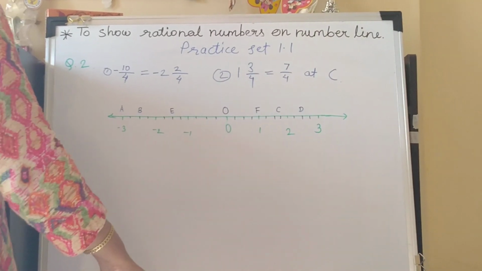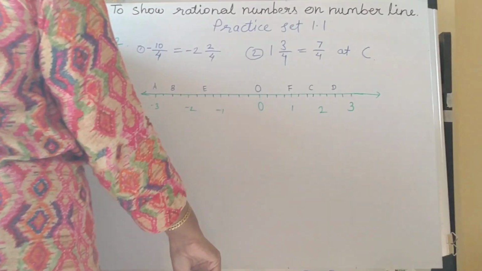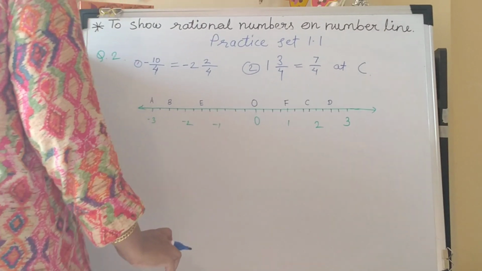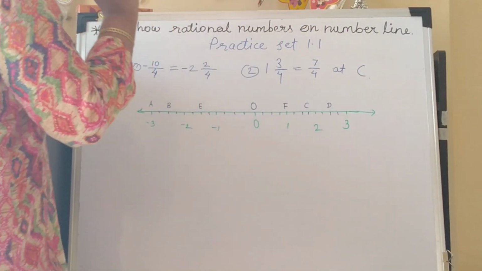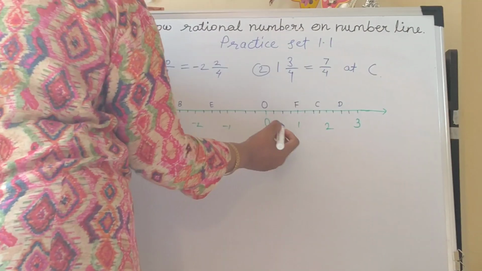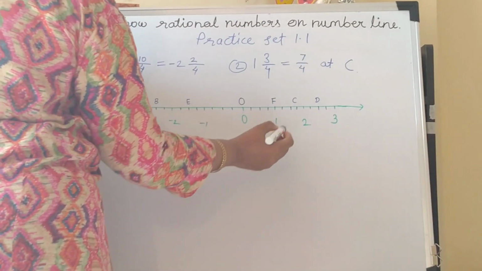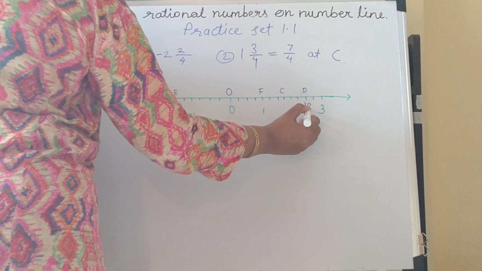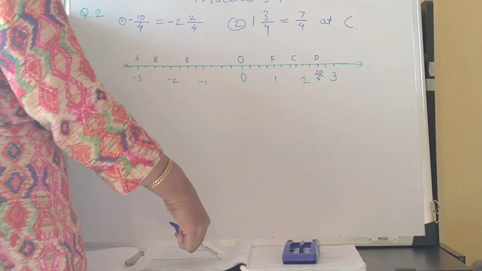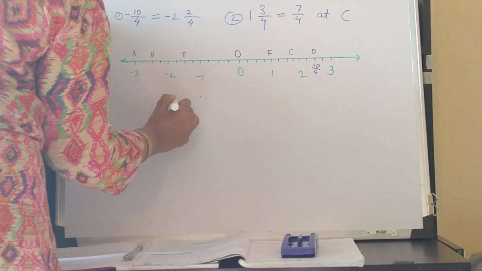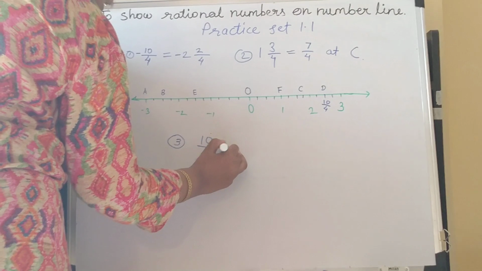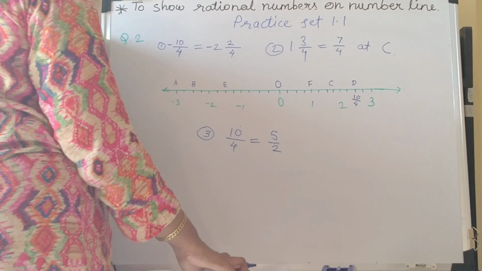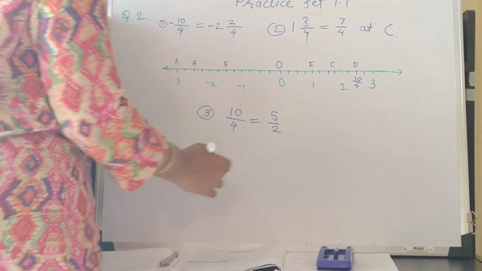Now see the third one. State whether the statement 'the point D denotes the number 5 by 2' is true or false. That means you have to find out which number comes at the point D. Now see, at the point C, which number came? 7 by 4. Then after that 8, 9, 10. So here you got 10 by 4. If you divide this by 2, you will get 5 upon 2. That is given in your question. That means the statement is true.